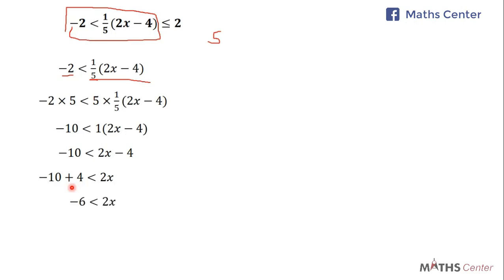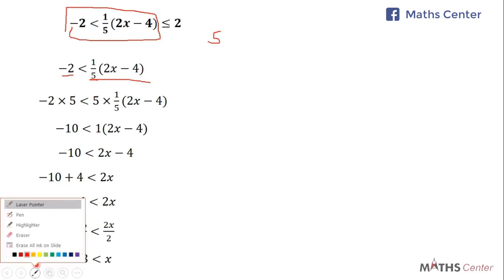It's less than 2x. What do you do here? We divide through by the number attached to the variable. The number attached to the variable is 2. So we divide -6 by 2 and we divide 2x by 2. -6 divided by 2 gives us -3. 2x divided by 2 gives us x. So -3 is less than x, or x is greater than -3. So we've solved the first part of the inequality.